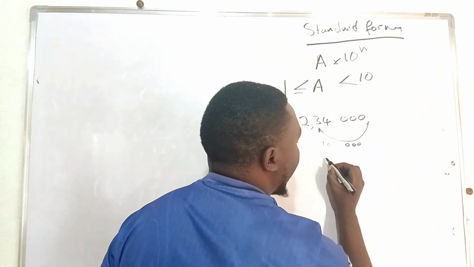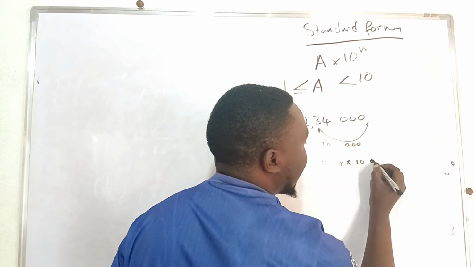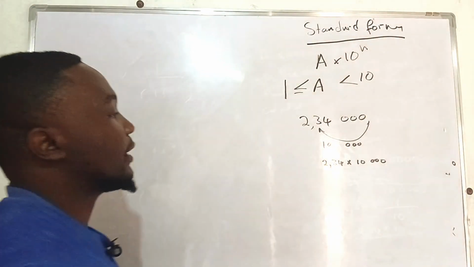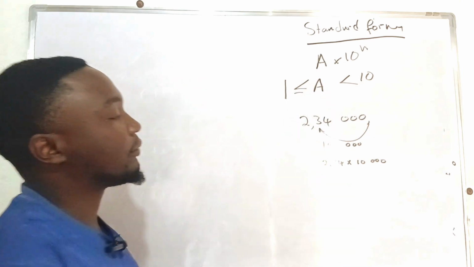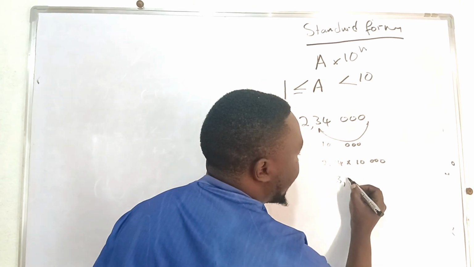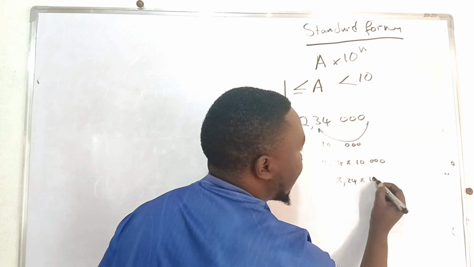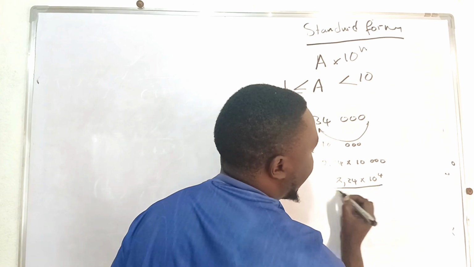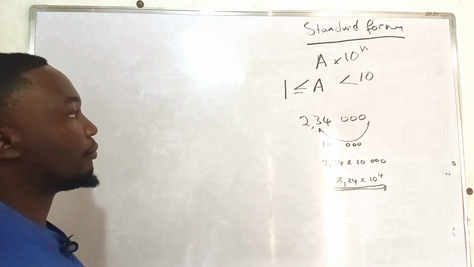So you're going to have 2.34 multiplied by 10,000. So we are going to have that figure. Now our 2 is less than 10 but greater or equal to 1. After that, we are going to write 2.34 multiplied by 10 to the power 1, 2, 3, 4. 10 to the power 4. So this is the standard form.